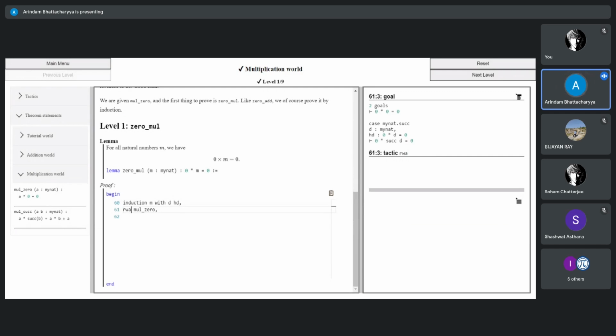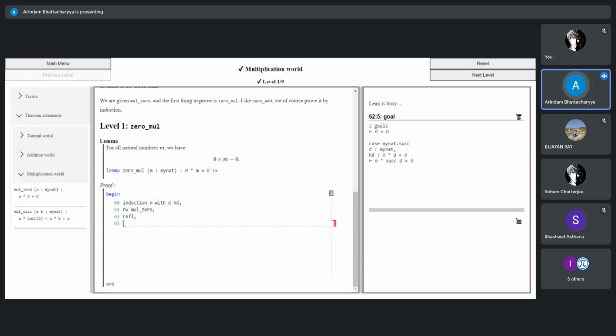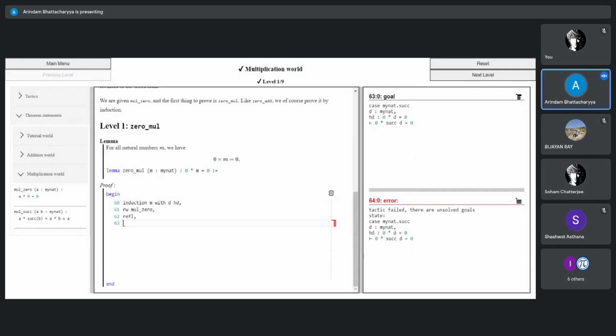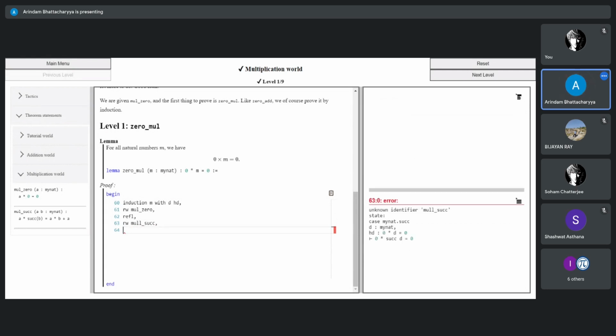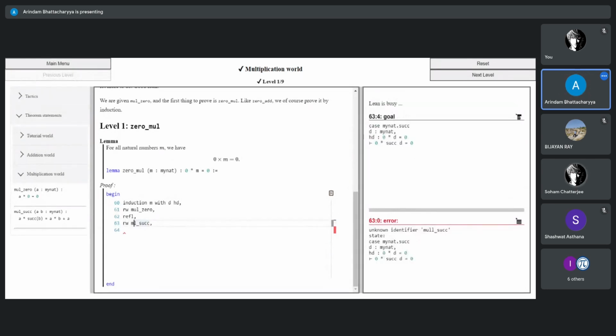Just a second. Right, you can hear me clearly, right? I am loud enough, right? Hello. Hello. Yes. So RW mul 0, then REFL. And then I guess RW mul successor, sorry, RW hd.